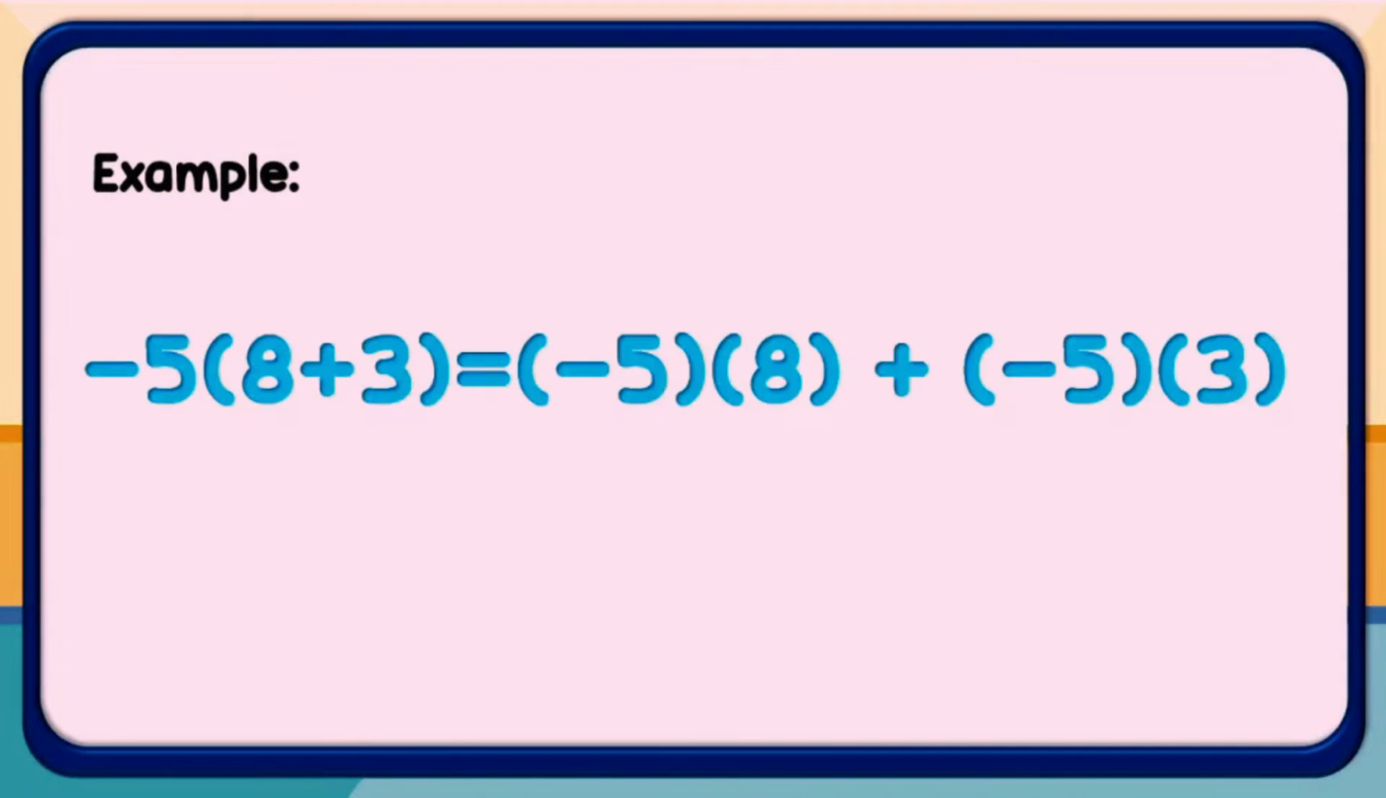For example, negative 5 times the sum of 8 and 3 is just equal to writing negative 5 times 8 plus negative 5 times 3. The number outside the parenthesis, which is negative 5, is distributed to each integer inside the parenthesis. That is distributive property.